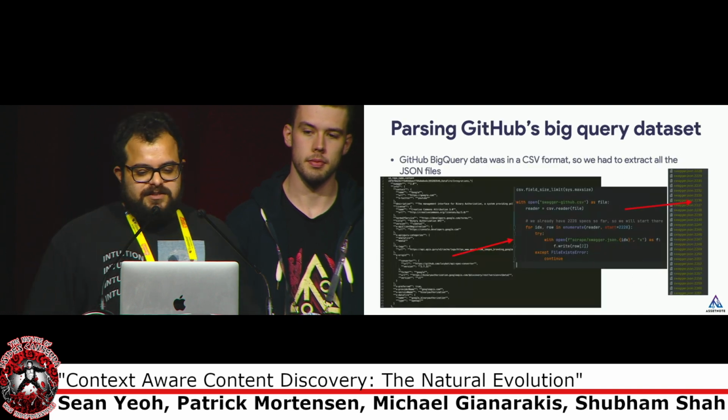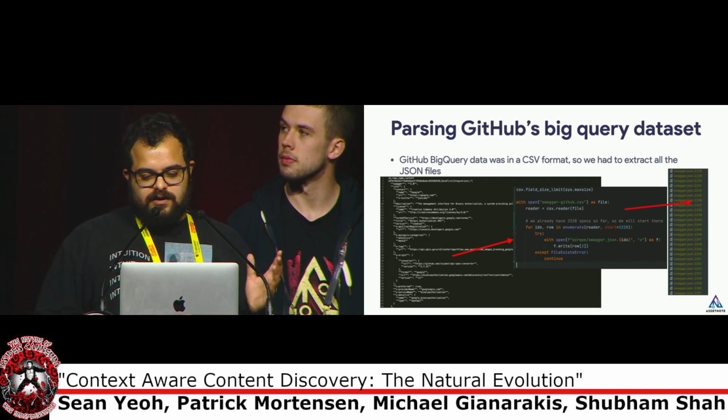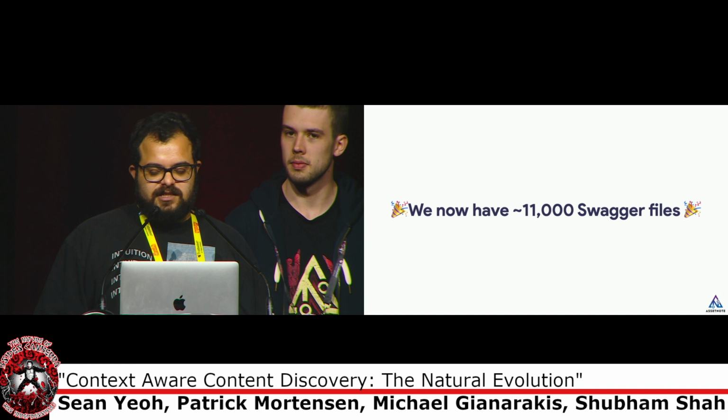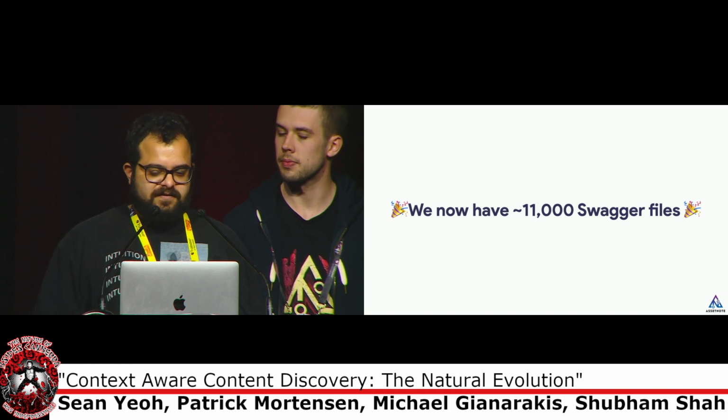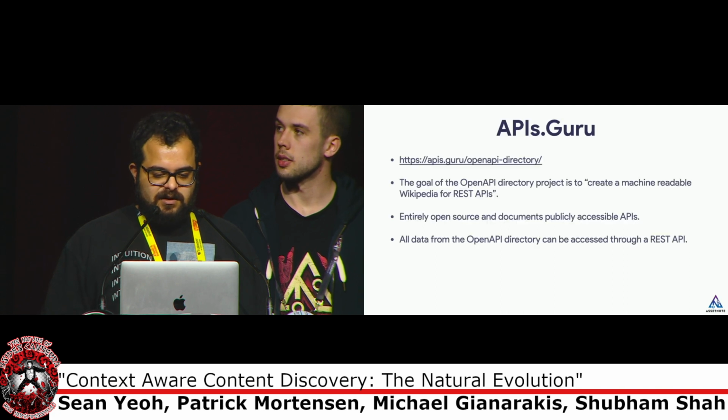So after we obtained all these files, we had to parse the CSV file that was outputted. And then we obtained all of the Swagger files individually through this process. We now have 11,000 Swagger files. These are deduplicated and unique Swagger files. So we've already got 11,000 Swagger files through this method.